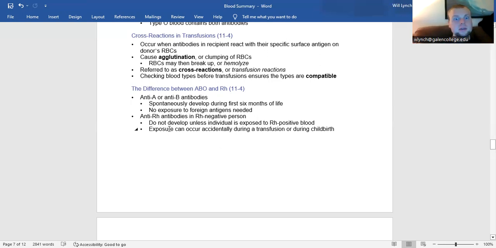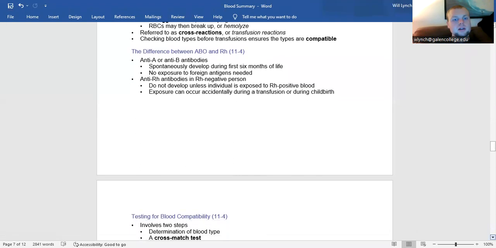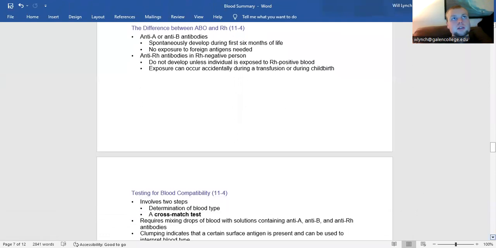The rhesus factor antibodies, however, are not automatically growing. So the anti-rhesus factor antibodies, in a rhesus negative person, do not develop unless we expose the person to rhesus positive blood. Exposure to rhesus positive blood can happen accidentally during transfusion or during childbirth, but if not, then we will not develop rhesus positive antibodies.